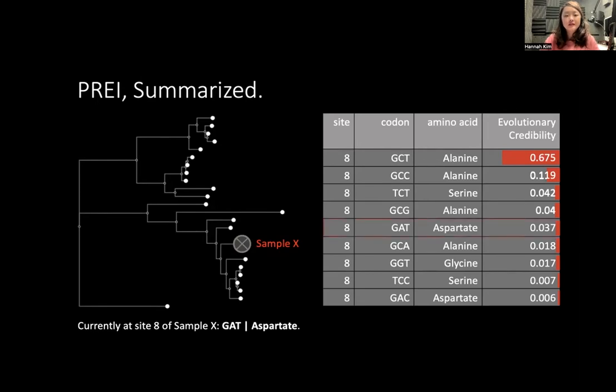GAT is ranked 5th based on our imputation, and it is one of many codons that can occur at site 8 based on evolutionary inference and physicochemical properties. PREI has identified the sample space of change in a site-specific and sample-specific manner, and we know what it may evolve into next.